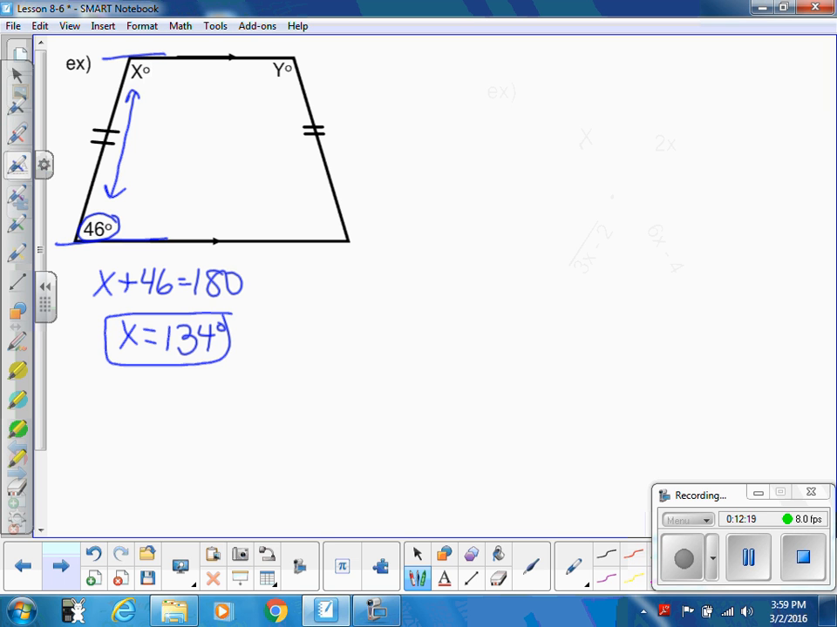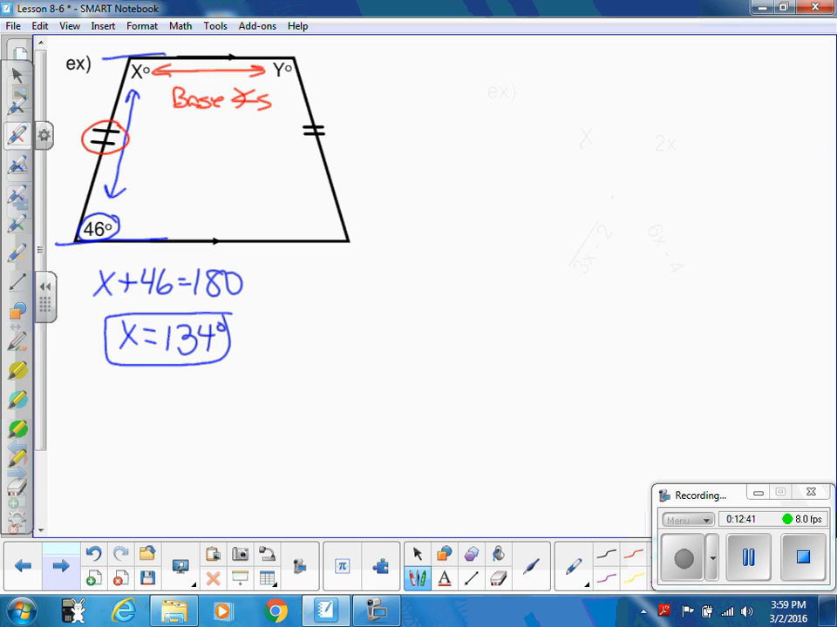Now when I solve for y, this is where you have to be careful. Because a lot of times kids want to say, oh, y and 46 are opposite angles, so y is 46. However, this isn't a parallelogram, so that property doesn't hold true. Instead, I can say that these are base angles.